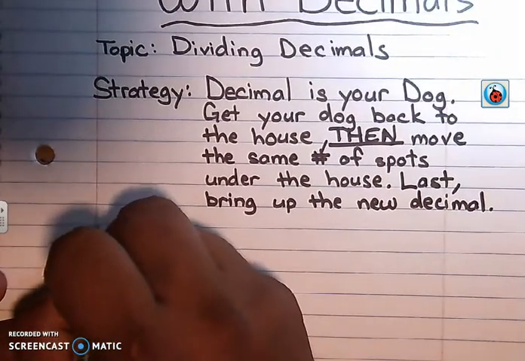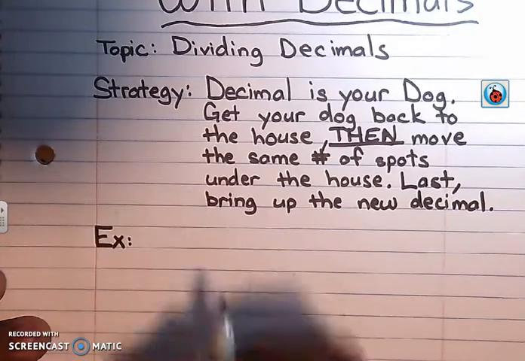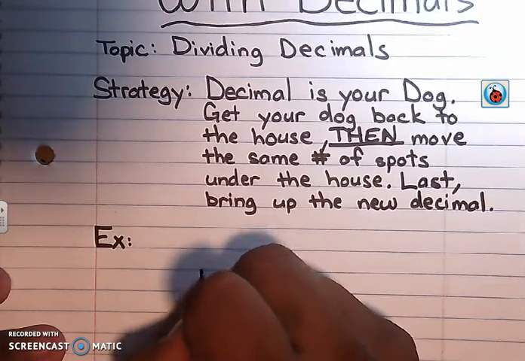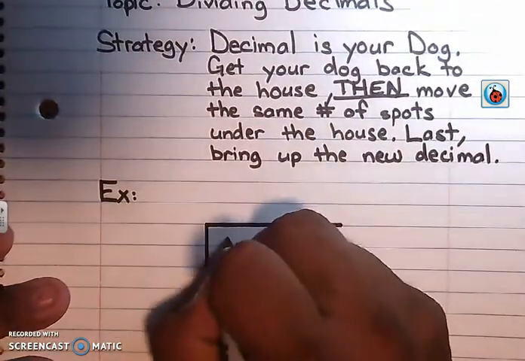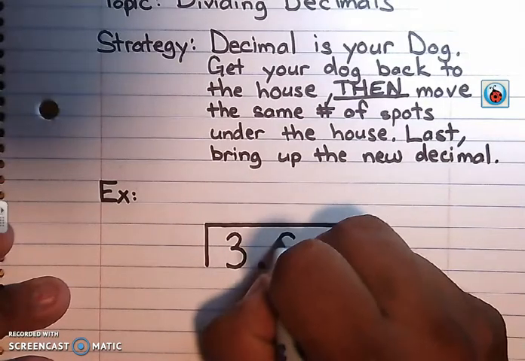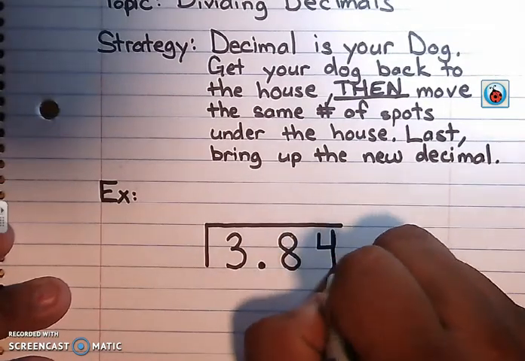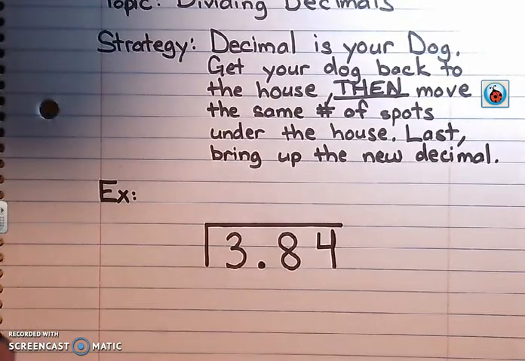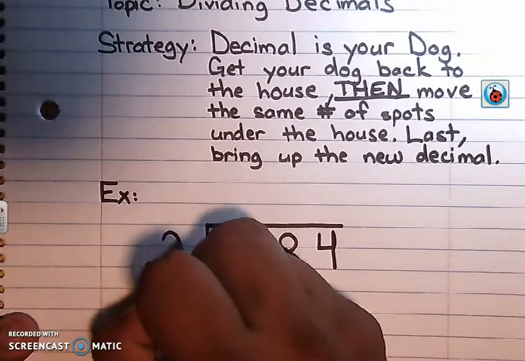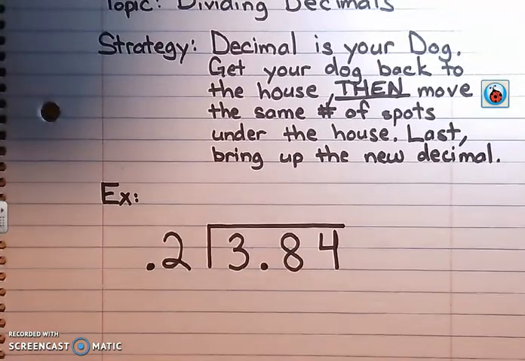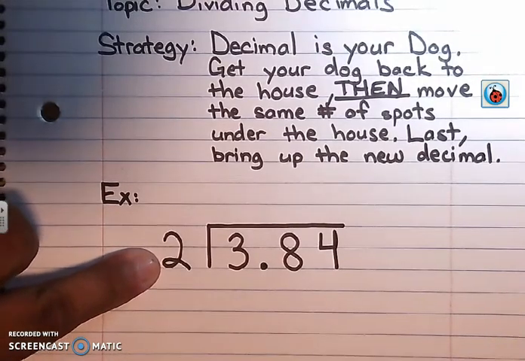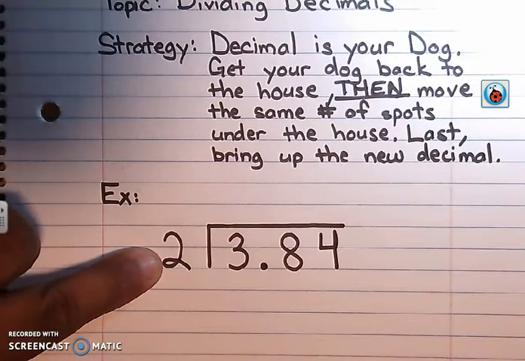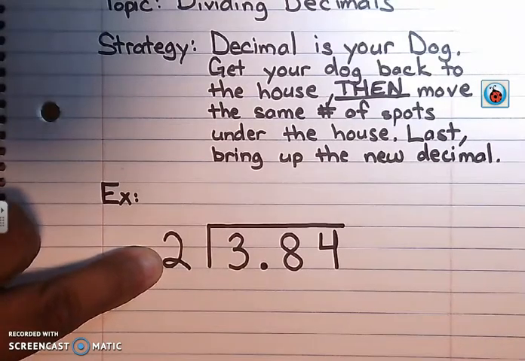So here's an example. We're going to have our division house. And inside of it, let's put 3.84. On the outside of it, let's put decimal 2. If that decimal was not there, then this would be a simple problem for you guys. We've been working with this for like the last 2 weeks, which is division. So you know the steps to solve that. What you're going to have trouble with is the decimal.